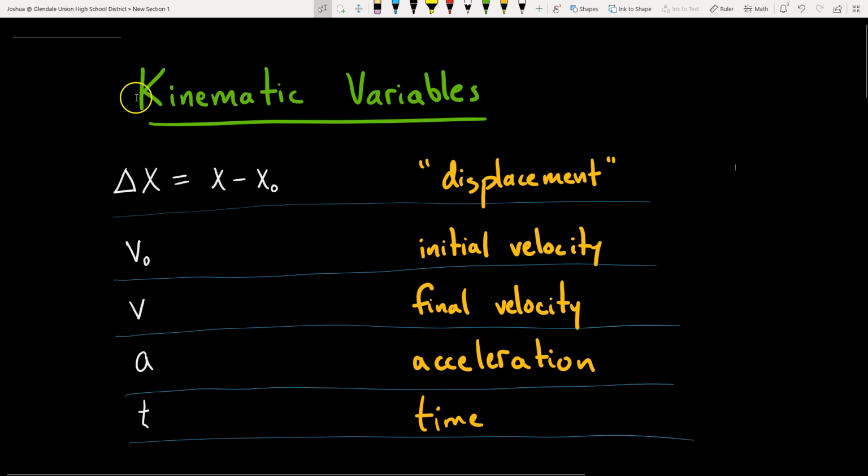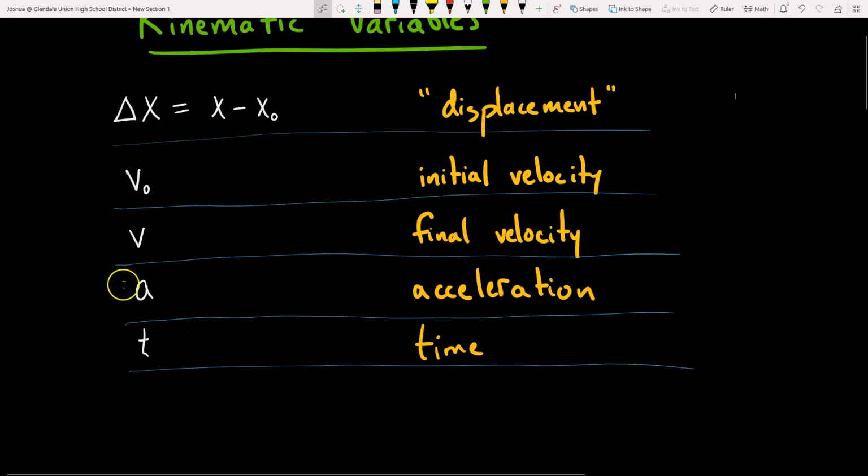Here are the variables for our kinematic stuff. Remember we have displacement, which is given with the delta, meaning change, and x being position. So change in position, you got initial and final velocity right there. Acceleration represented with an A, and time.